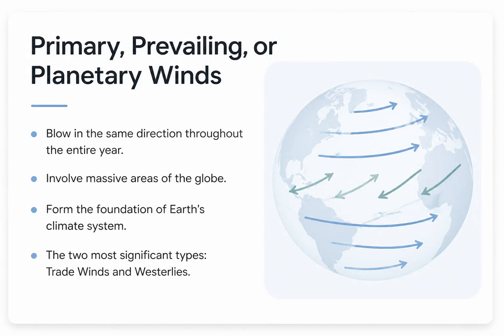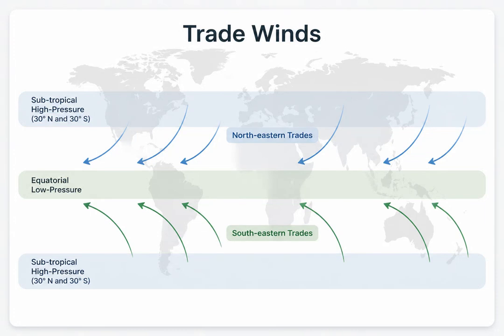We will start with primary winds, also known as prevailing or planetary winds. The defining characteristic of these winds is that they blow in almost the exact same direction throughout the entire year. Because they cover massive areas of the globe, they are a fundamental part of Earth's climate system. For human activities and global climate patterns, the two most significant planetary winds are the trade winds and the westerly winds. The trade winds originate in the subtropical high-pressure areas and blow towards the equatorial low-pressure belt.